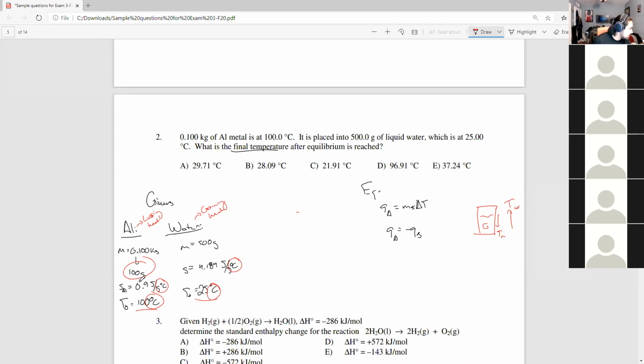Real quick, how did you go from 0.100 kilograms to 100 grams? So how many grams are in a kilogram? I like to have the bigger unit and have the one. Is it 1,000? Yeah, 1,000 grams. So when you multiply 0.1 times 1,000. Oh, okay, got it. Thank you.